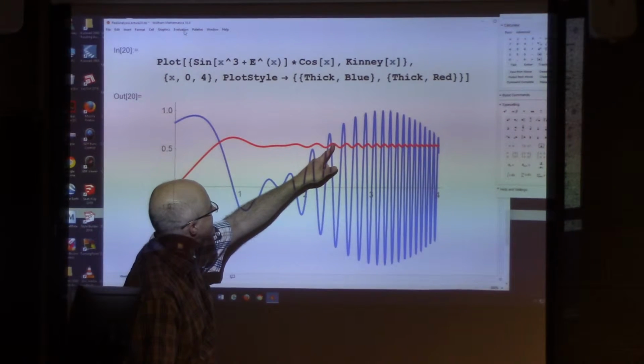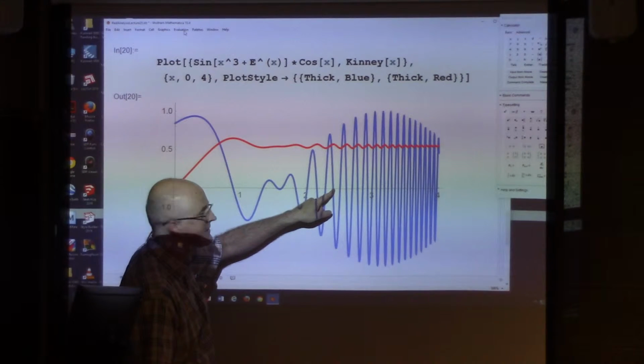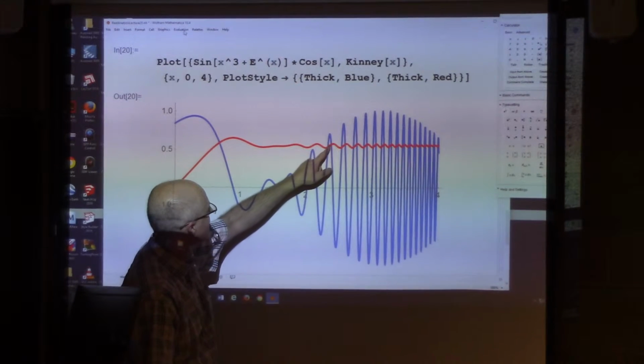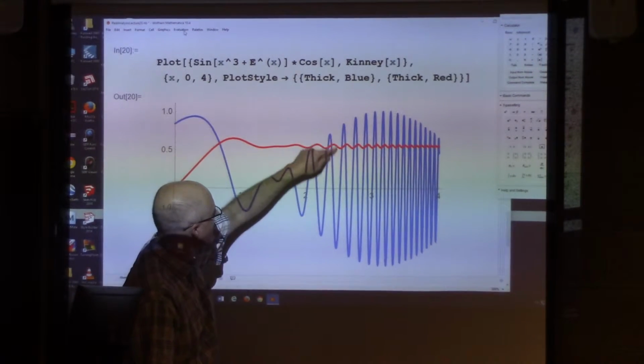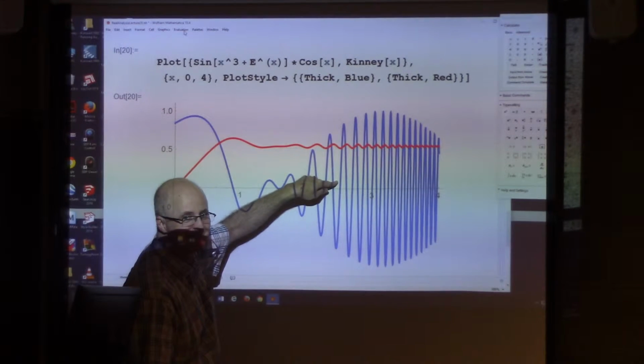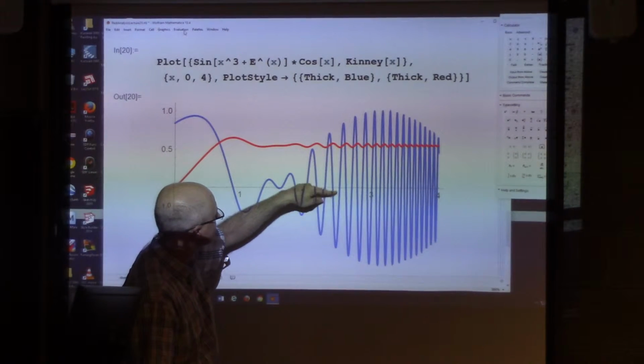For example, Kinney of x has a 0 derivative right there. The blue graph has a 0. The slope of Kinney of x is positive right there. The blue graph is positive. The slope of Kinney of x is negative. The blue graph is negative.